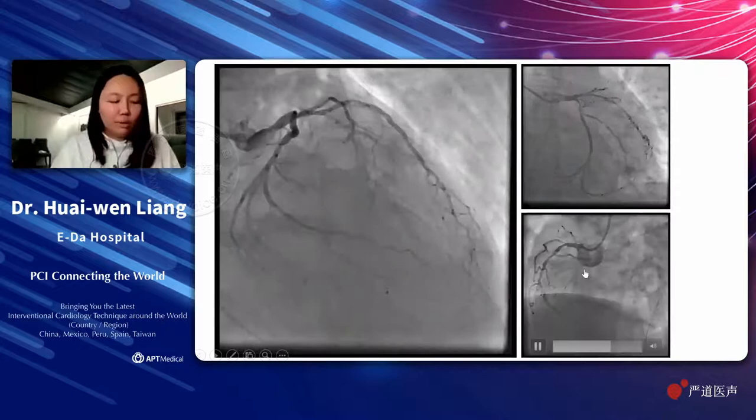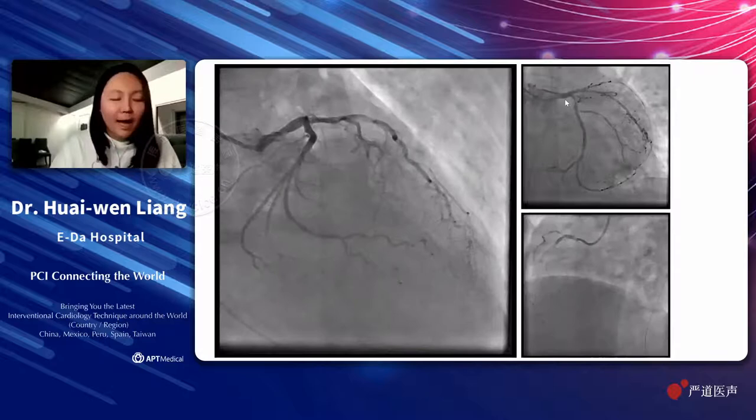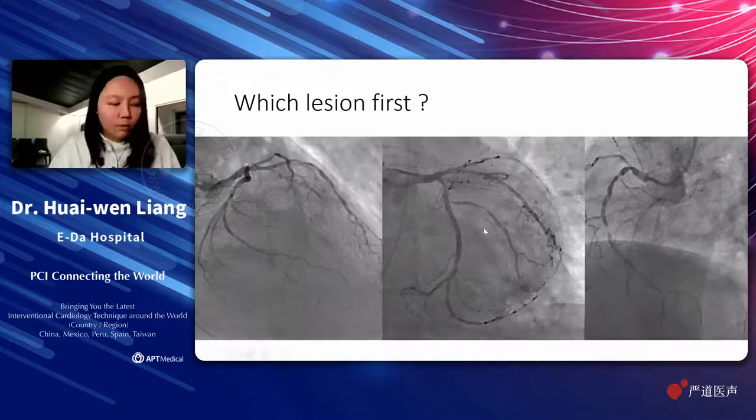So due to three vessel disease, in this case we also needed to consult our cardiovascular surgeon first. But I think maybe our hospital's cardiovascular surgeon was not so eager. So the patient refused the procedure and the patient came back to us. So which lesion would you treat first?